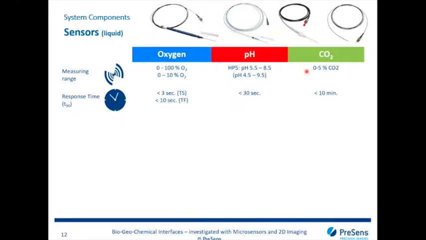Coming to the response time, we have two different kinds of sensors, the TS sensor and the so-called TF sensors. I'll explain in a second what the difference is. The TS sensor for oxygen can be really fast, below 3 seconds, usually even faster than a second, on the milliseconds level. And the TF sensor is actually also very fast, below 10 seconds. For pH, we are talking about a response time below 30 seconds, and for CO2, it's below 10 minutes.